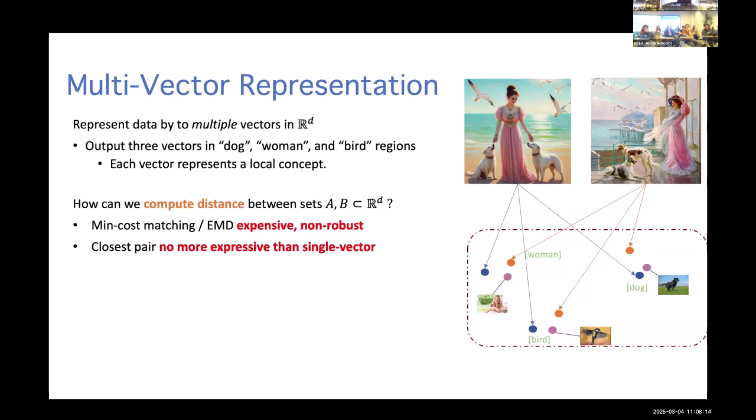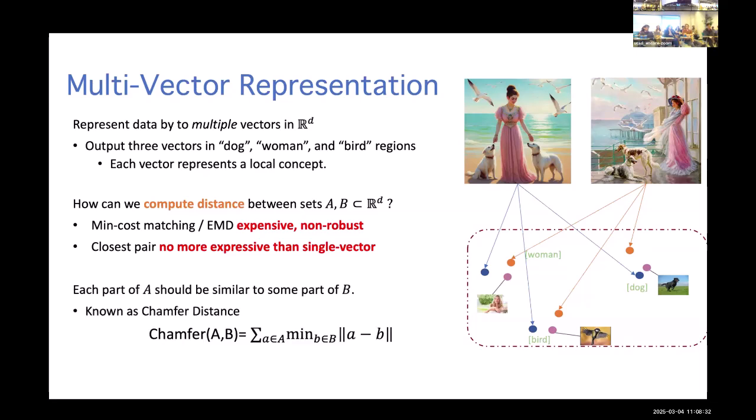Closest pair, well, it's useful, but one thing that's easy to see is that it's actually not more expressive than having a bunch of single vectors and treating them independently. Because if I have set A and set B, I can query each one of these, find the nearest vector in the entire data set, and that's my nearest thing. So I've gained no more expressive power than I did from just outputting a bunch of vectors.